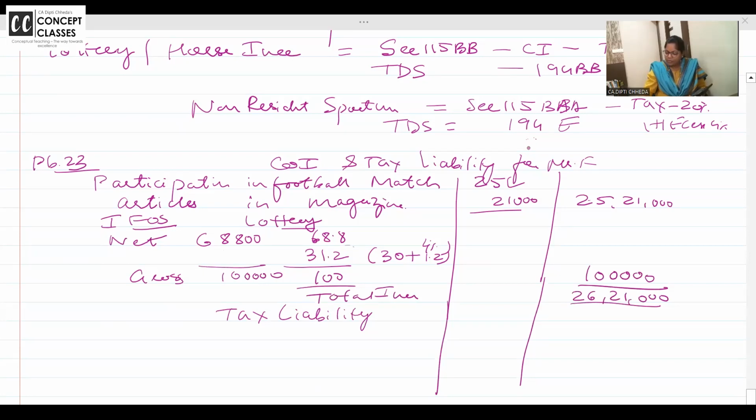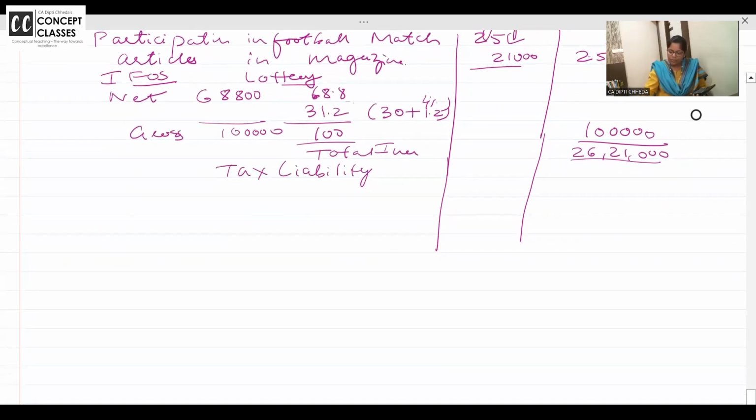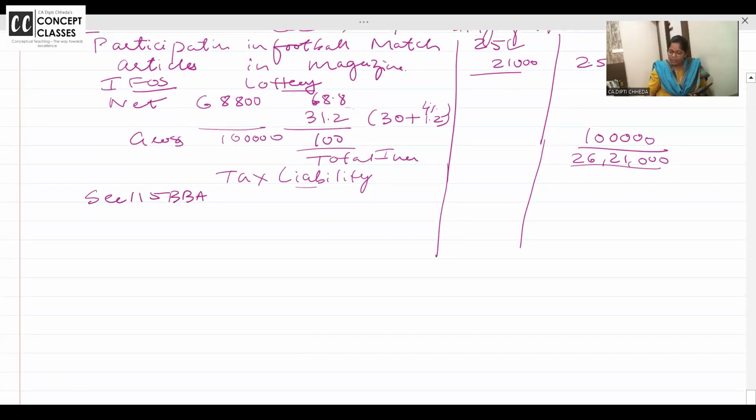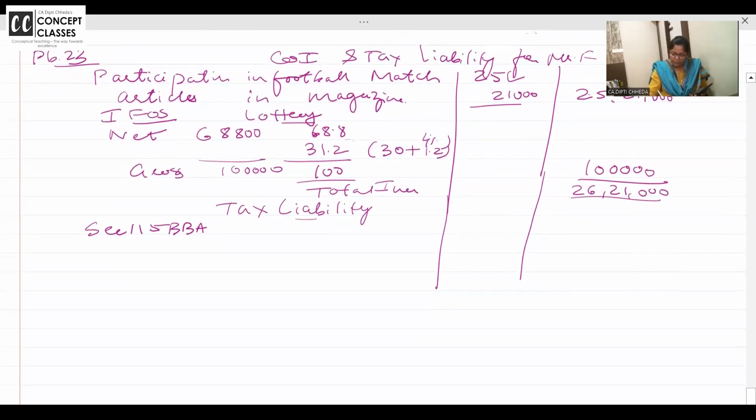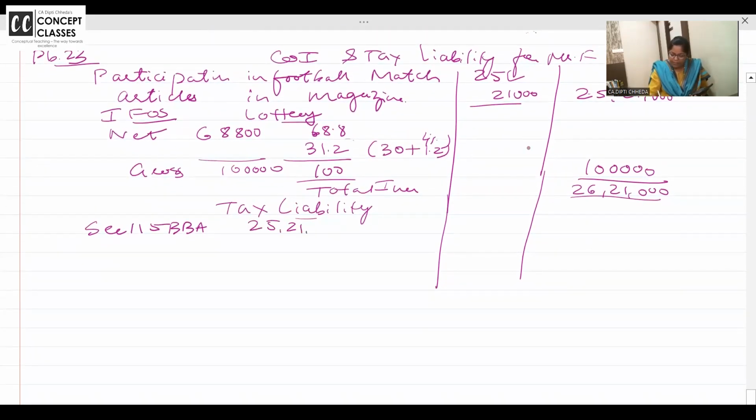Computation of income is over. Let us compute the tax. So under section 115 BBA, 25 lakh, 21,000. One second, dear students.